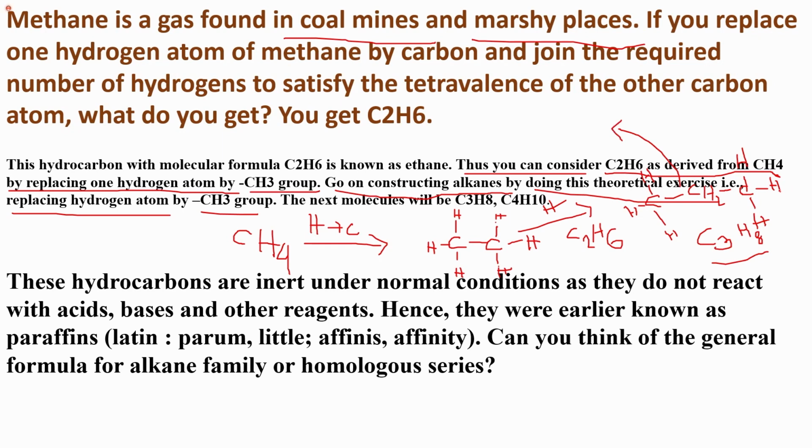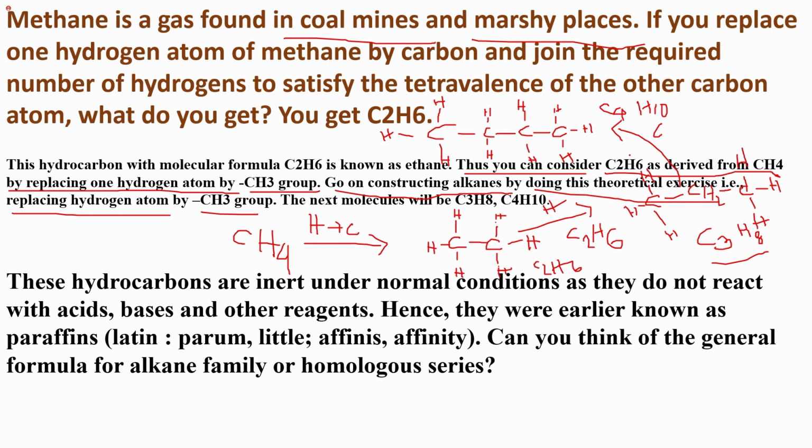Now you are replacing another hydrogen, the last hydrogen, with another carbon. Now first you write the four carbons, then you fill their tetravalency. This carbon is joined with one carbon, so it needs three hydrogens. The middle carbon is joined by two carbons, so it needs two hydrogens. Another two hydrogens, and here also three hydrogens. Now how much are you getting? C4H10. So first CH4 to C2H6, C2H6 to C3H8, then C4H10.